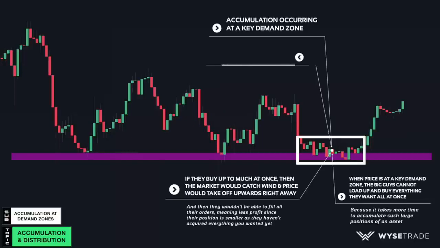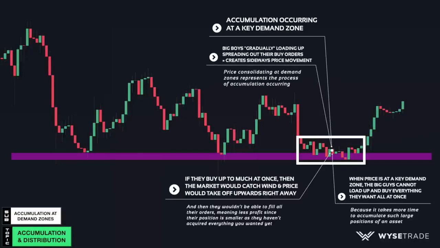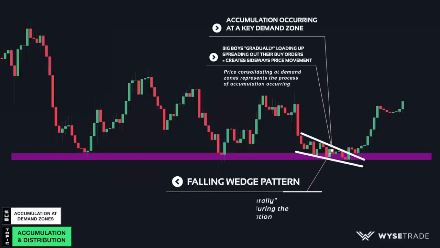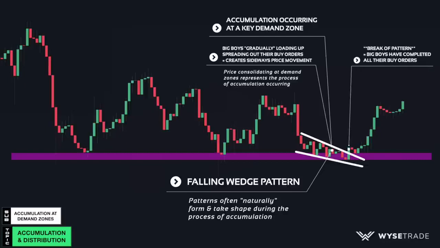So what they do is, they gradually load up and spread out their buys at these demand zones, creating the sideways price movement and consolidation you see forming at these demand zones, and is known as the process of accumulation. Notice how this accumulation process also forms a falling wedge pattern. Once the big boys have completed all their buys, the market explodes upwards. Now, moving on to the concept of distribution.